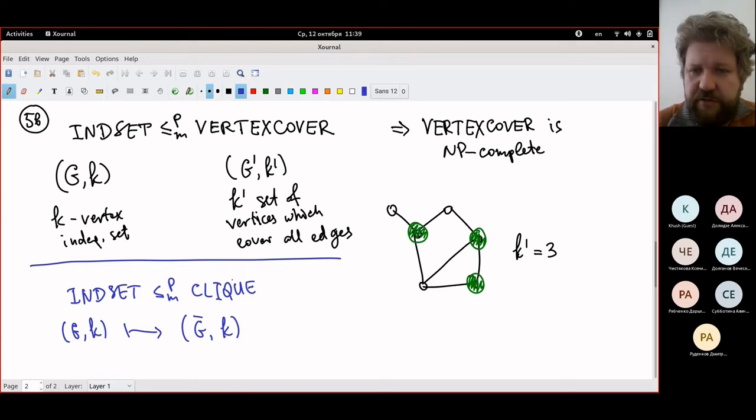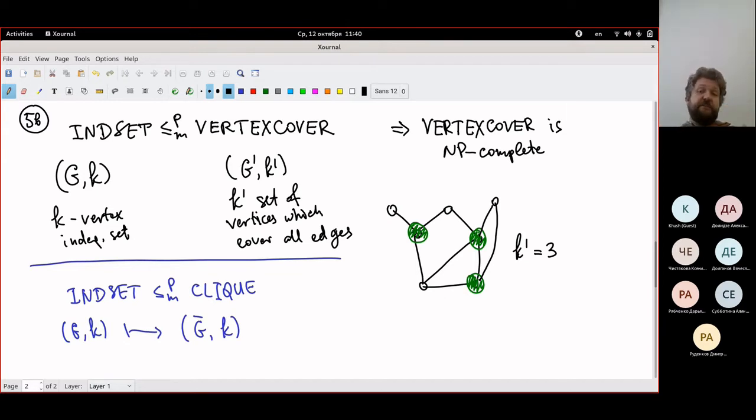Let me draw something more here, like this, and like this. It's still a vertex cover, right, of K equals 3. There may be even more. This is a vertex cover. Do you see an independent set here? What is an independent set? I don't see it yet. All the complements, right? So this. This is an independent set, right?